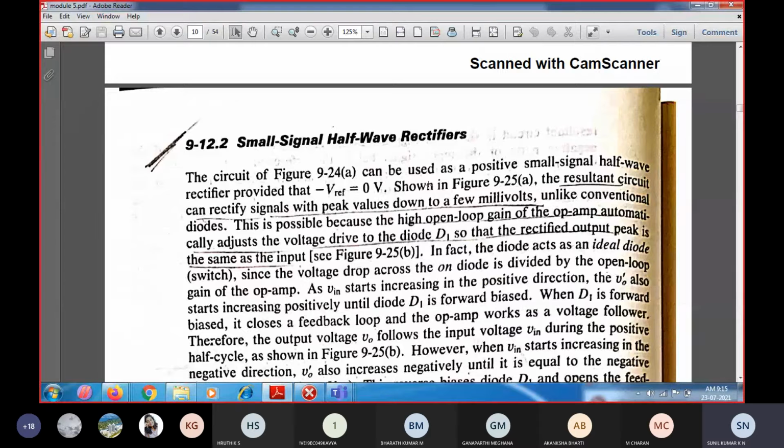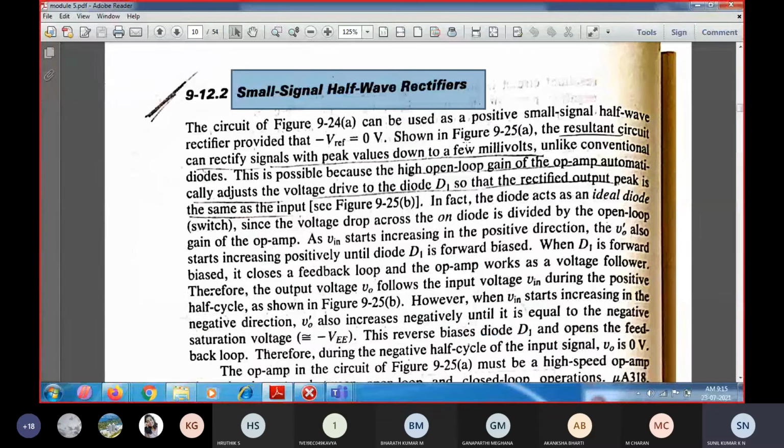Next we'll be moving to the next topic, which is a small signal half-wave rectifier, a very important topic. In any communication technology, when you consider conversion techniques, whenever you need to convert from analog to digital, the rectifier plays a major role. This is the first component used in the process of converting an analog signal to a digital signal, that is, a rectifier.